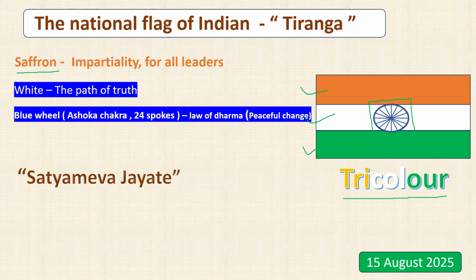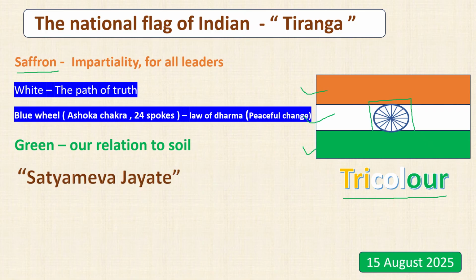24 spokes. Okay, what do they represent? They represent the law of dharma and peaceful change. That means we should always be in motion or in a progressive way. Because if you stop at any place, you can't learn anything. And when you take a single step towards your direction, you definitely achieve your targets.